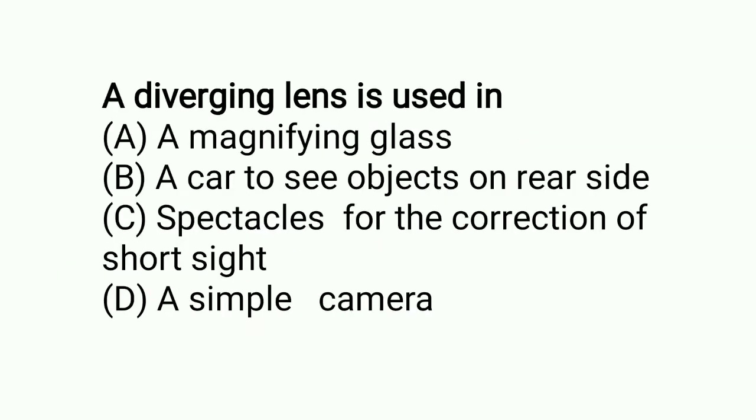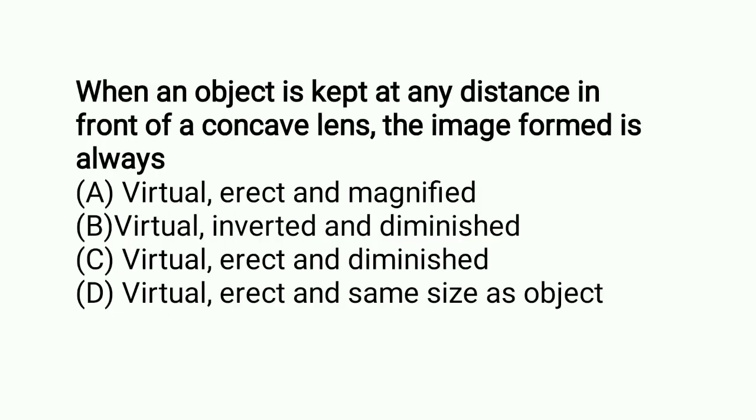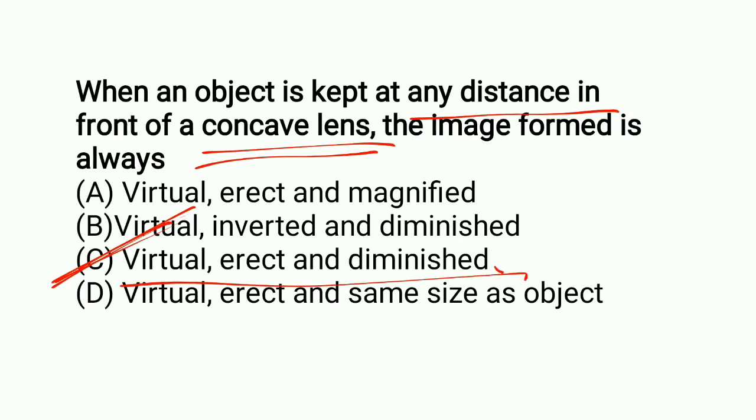A diverging lens is used in, so a diverging lens, that is a concave lens, is used in spectacles for the correction of short sight. So option C is the correct answer. Next question. When an object is kept at any distance in front of a concave lens, the image is, so a concave lens will always produce a virtual, erect and diminished image, as we know from the ray diagram. So here option C is the correct answer.